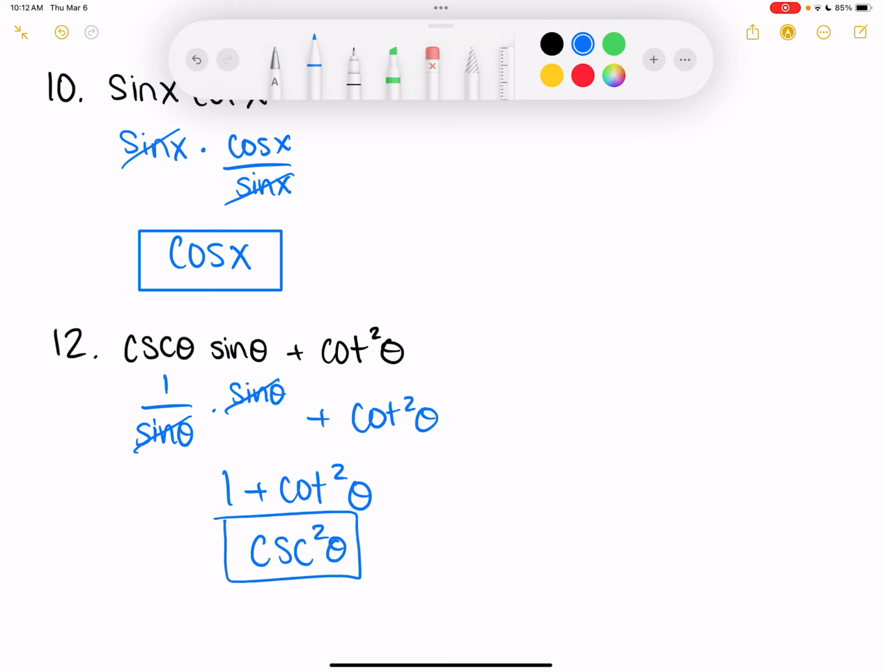1 plus cotangent squared is cosecant squared. So you can memorize this whole thing? Yep. Is theta in radians or degrees? We don't know. It's really not going to help.